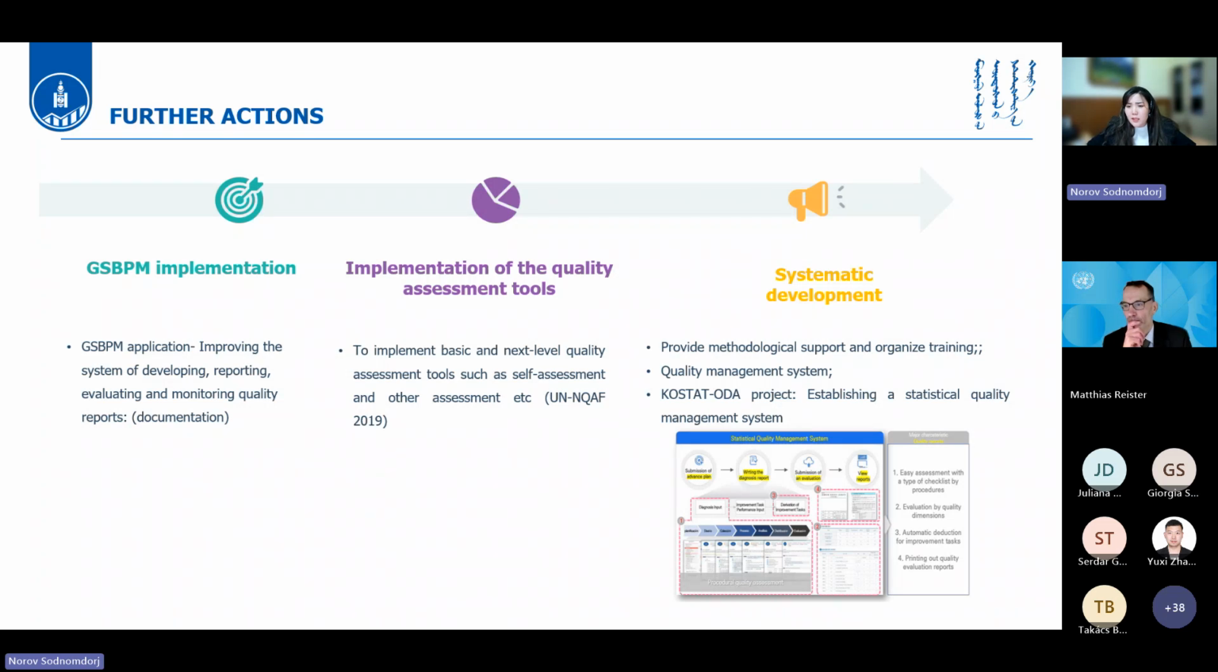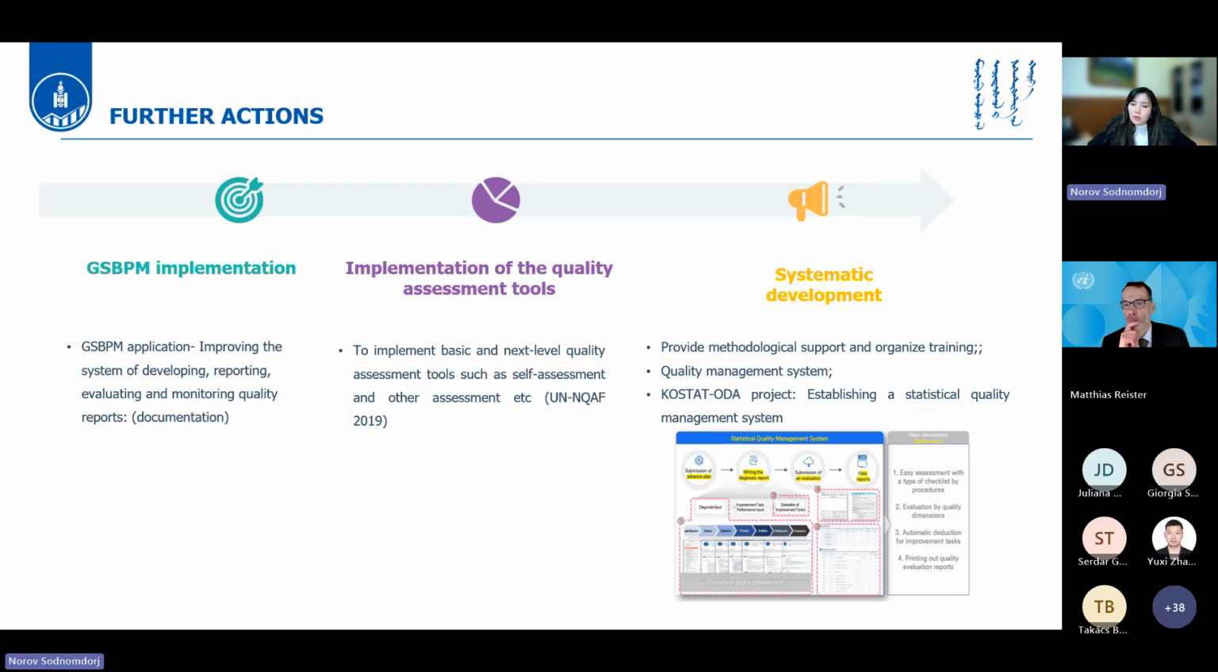And last but not least, capacity building is very important, not only for our subject matter experts for quality assurance at the NSO, but also for all of the subject matter experts at the National Statistics Office of Mongolia, and also related to digitalization.